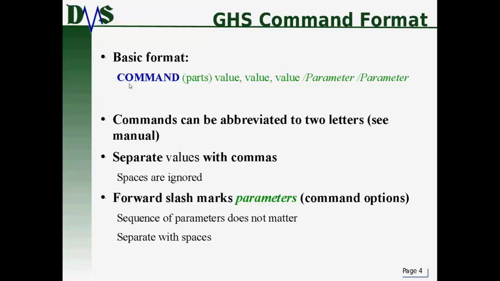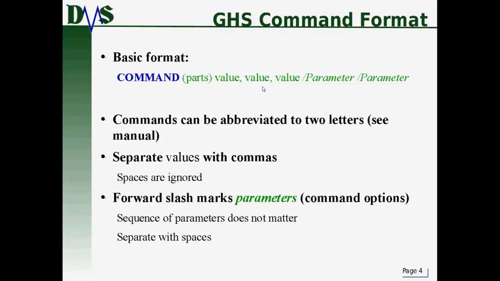So again, first part is always the command name, and GHS will let you abbreviate that command name down to just 2 letters. So sometimes if you're looking at other example files, you'll only see a 2-letter command. That's an abbreviation. And then you can see how parts will be specified within parentheses. We'll cover more about that later, about how you specify parts and what that means. Then the command may have one or more values. So if there are multiple values that it's specifying, for example, the weight, you have to specify weight and center of gravity. The values are separated by commas.